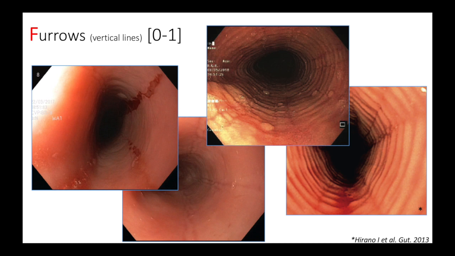In this slide, you can see the longitudinal furrows. They are vertical lines that could be superficial signs or clear deep indentation of the mucosa, seen after insufflation.